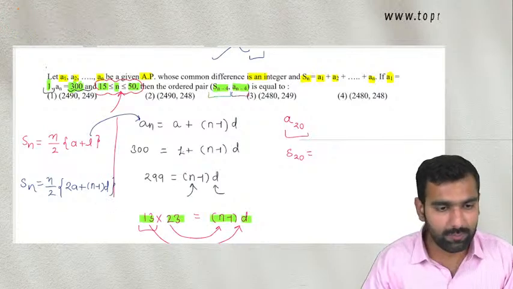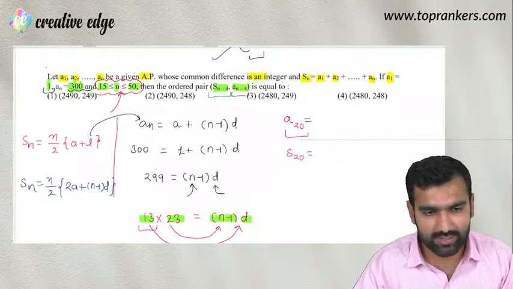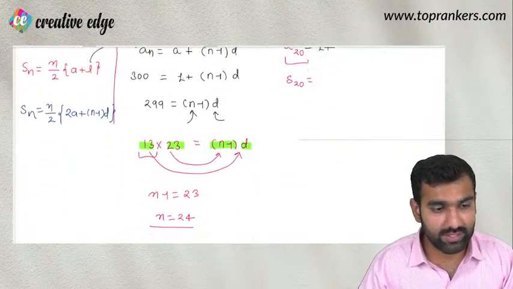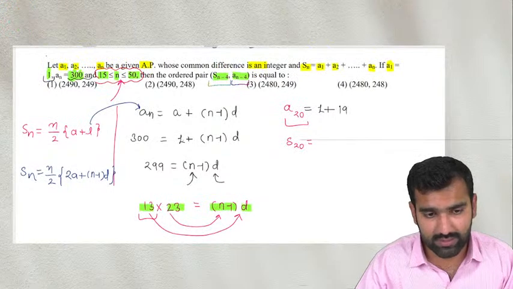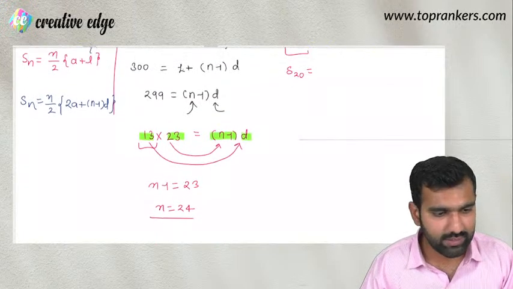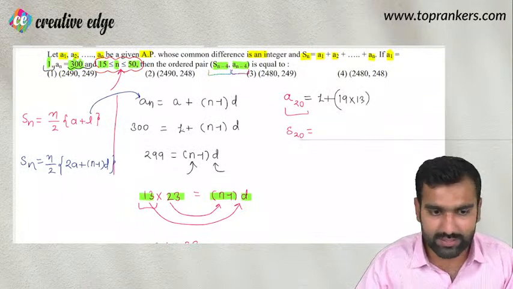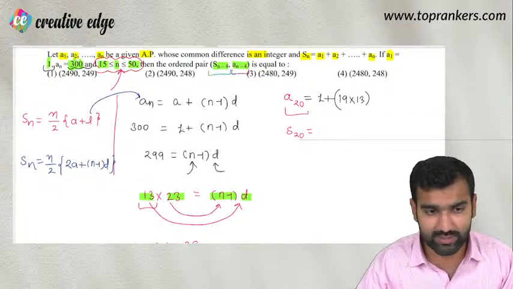Now when you replace that value, a20 निकालना काफी आसान है, a यानी 1 plus n-1. अभी n is 20, so 20 minus 1 is 19 into d. What is d here? D is clearly 30, so that should be your value of 20th term, which you can very easily figure out by doing this calculation.